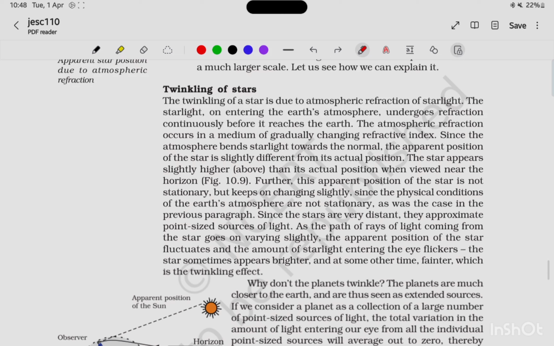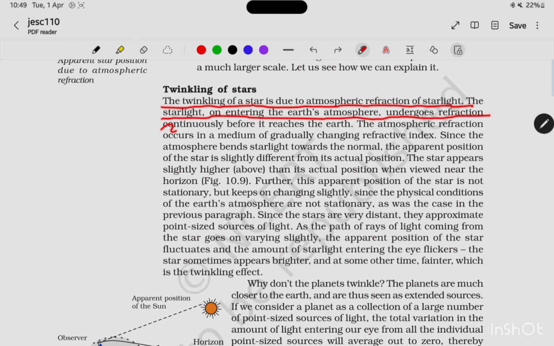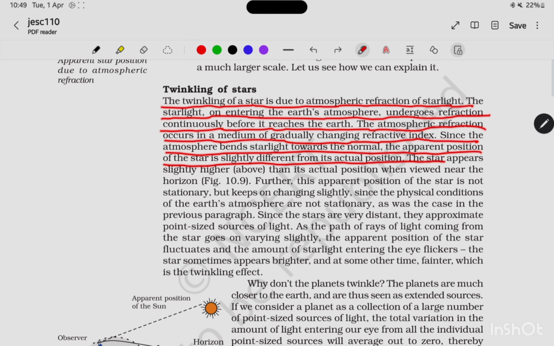Now, twinkling of stars. The twinkling of a star is due to atmospheric refraction of starlight. The starlight on entering the Earth's atmosphere undergoes refraction continuously before it reaches the Earth. The atmospheric refraction occurs in a medium of gradually changing refractive index. Since the atmosphere bends starlight towards the normal, the apparent position of the star is slightly different from the actual position. The star appears slightly higher than its actual position when viewed near the horizon.